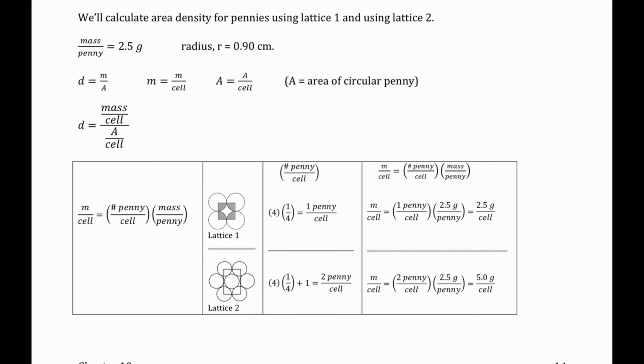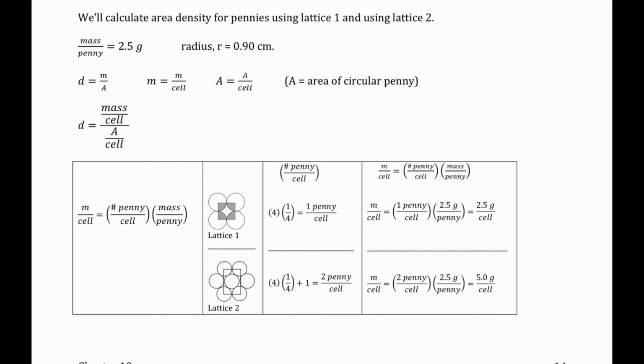For lattice 1, we see our unit cell shown shaded, and we have four quarters of a penny, so we have the equivalent in one unit cell of 1 penny. So we would say there's 1 penny per cell. For lattice 2, we have those 4 quarters, but we also have a penny in the middle. So we end up with a total of 2 pennies per cell.